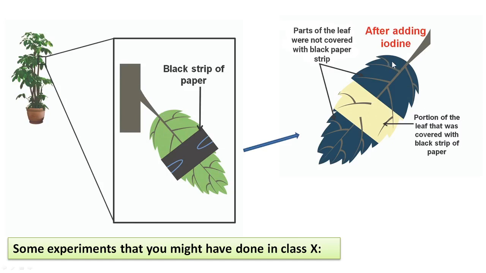And then what you have to do is, on this leaf, once the chlorophyll is removed, you add iodine. After adding iodine, you will see something like this one over here.